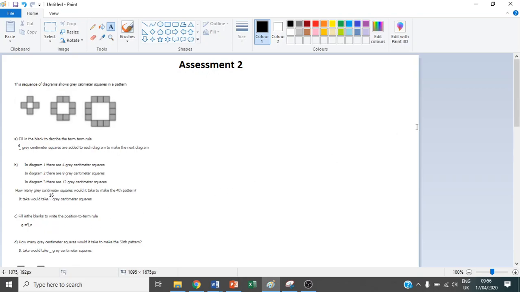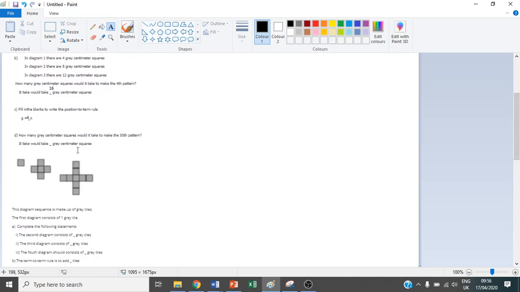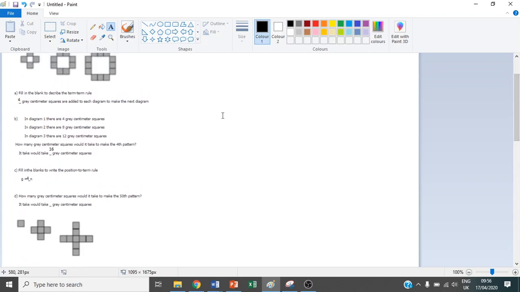Okay, so that rule works for any diagram in this sequence. So when you're asked about how many gray squares it would take to make the 50th pattern, you don't need to draw the 50th pattern. But if you did, you would be drawing a big white square with 50 gray squares on this side, 50 gray squares on that side, 50 gray squares on that side, and 50 gray squares on that side. Now that was a mouthful. I could have more easily just said 4 times 50, like I've got here with this formula.